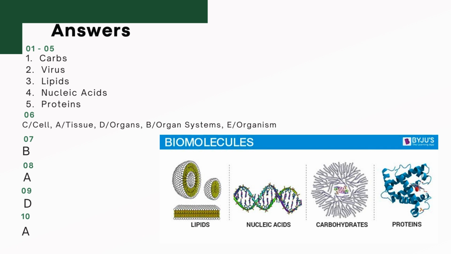Number 1, carbs. Number 2, virus. Number 3, lipids. Number 4, nucleic acids. Number 5, proteins. Number 6, cell, A, tissue, D, organs, B, organ system, and E, organism. For 7, the answer is B. For 8, the answer is A. For 9, the answer is D. And for 10, the answer is A.